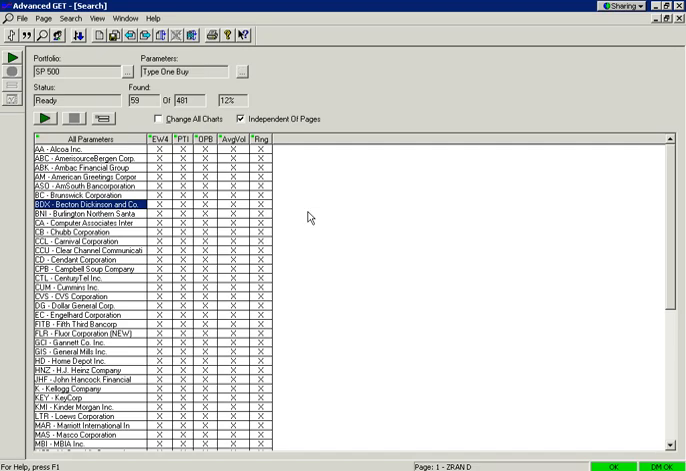So now I'm going to teach you something that is a little bit more advanced, but I think you'll find it very helpful. Let's just assume that I have 259 results here, and I want to do a little bit more with this. I can actually take this list of results and save it as a portfolio in my Advanced Get program. I'll just right-click down here in the area where the results are listed and select Make Portfolio.